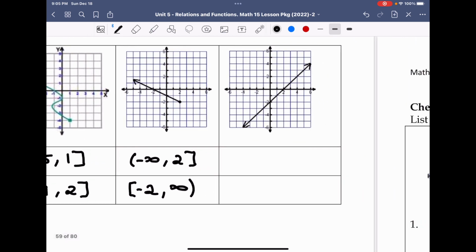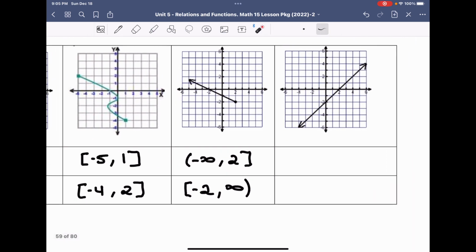All right, and then now with our last graph, we have something that extends left and right to infinity and negative infinity. And so when we talk about the domain, there's actually no restriction on the domain. It includes all the infinities. So it's negative infinity to positive infinity. And remember, infinities have round brackets. My y values, we can see that it's infinitely extending in the upwards direction and then infinitely extending in the negative infinity direction. So my range is the same thing.